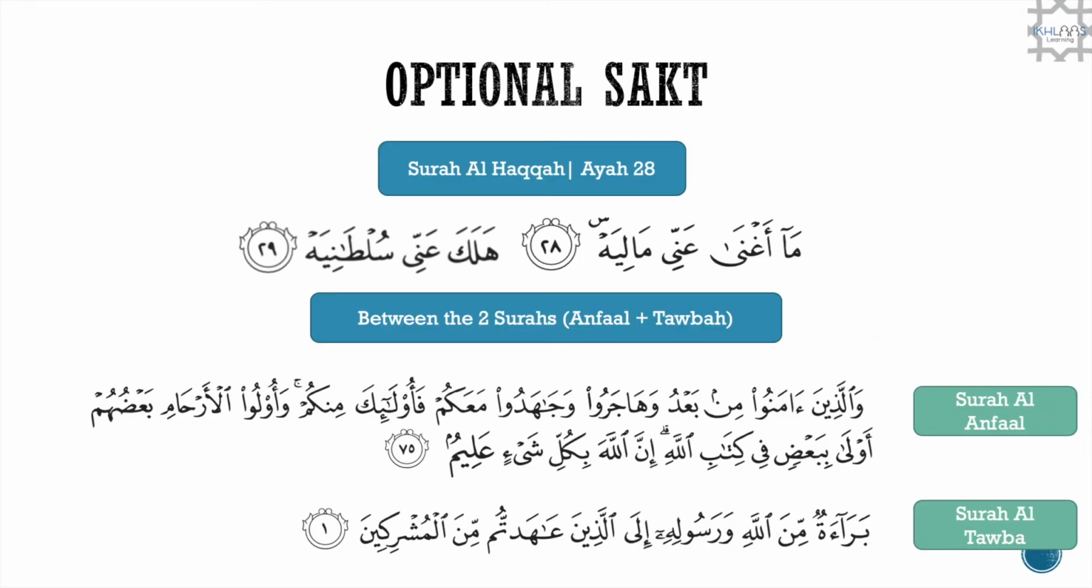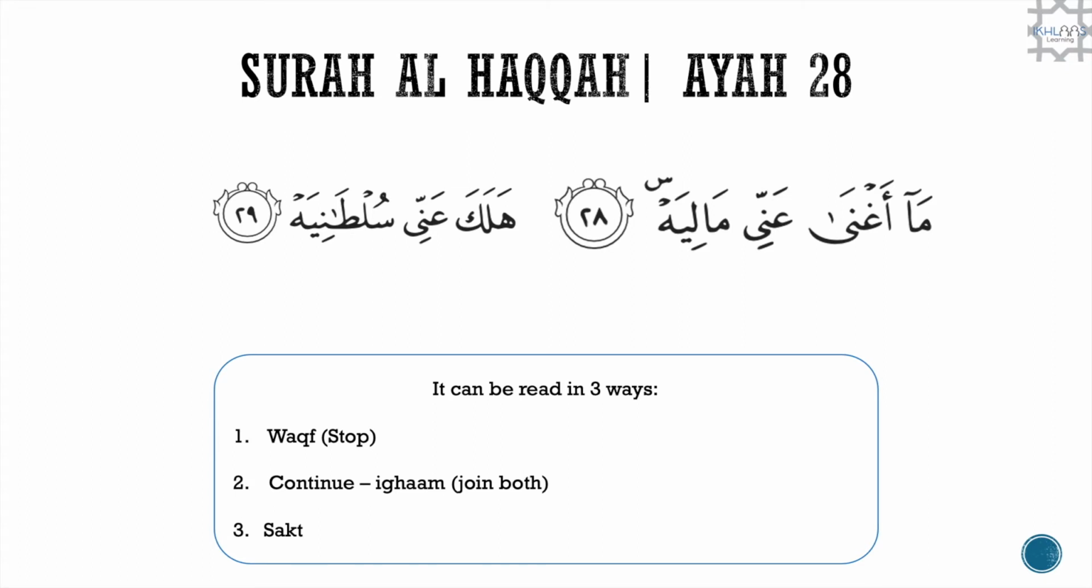Now let's look at the 2 places where there is an optional sakt. This is in Surah Al-Haqqah, Ayah 28-29, and in between the 2 surahs, Surah Al-Anfal and Surah At-Tawbah. So the first one, Surah Al-Haqqah, if we look at the word maliyah at the end of Ayah 28 and look at the word at the beginning of Ayah 29, halaka.